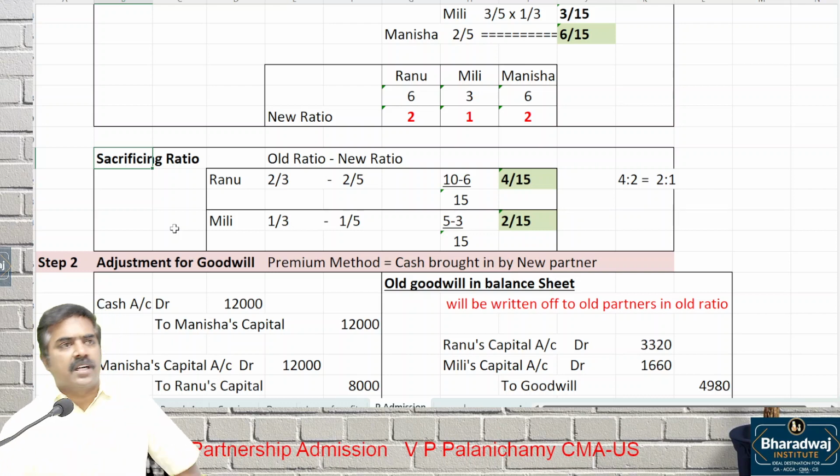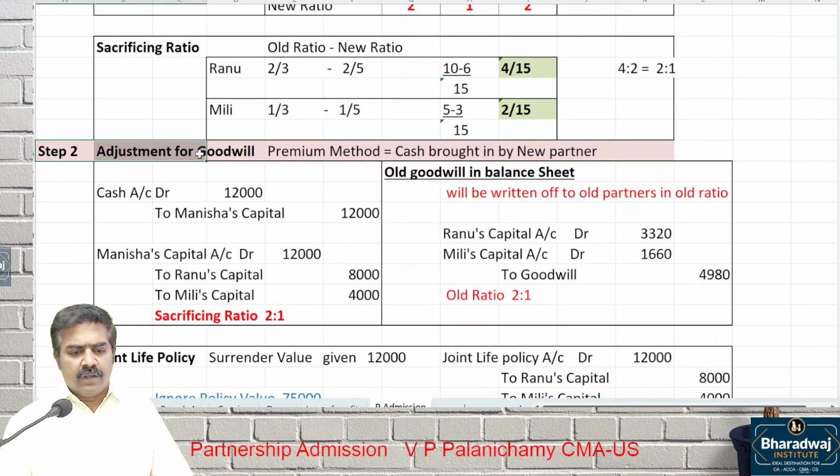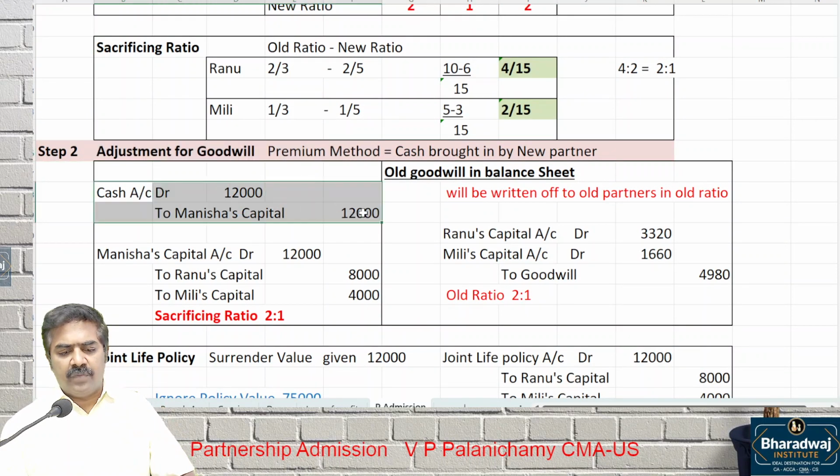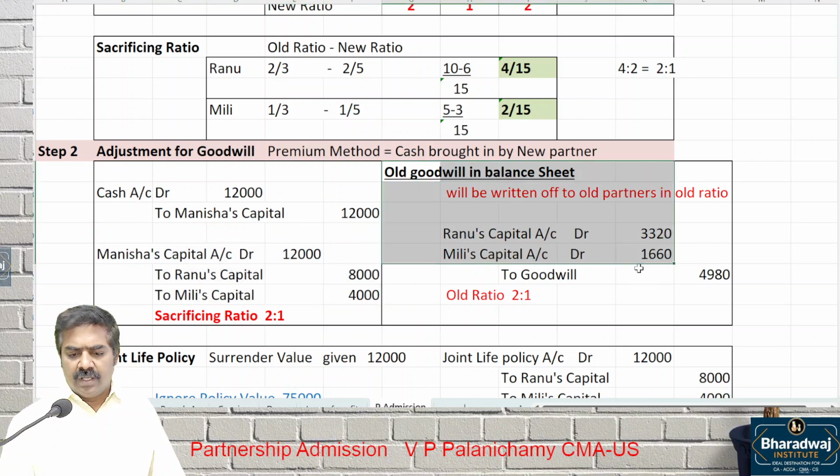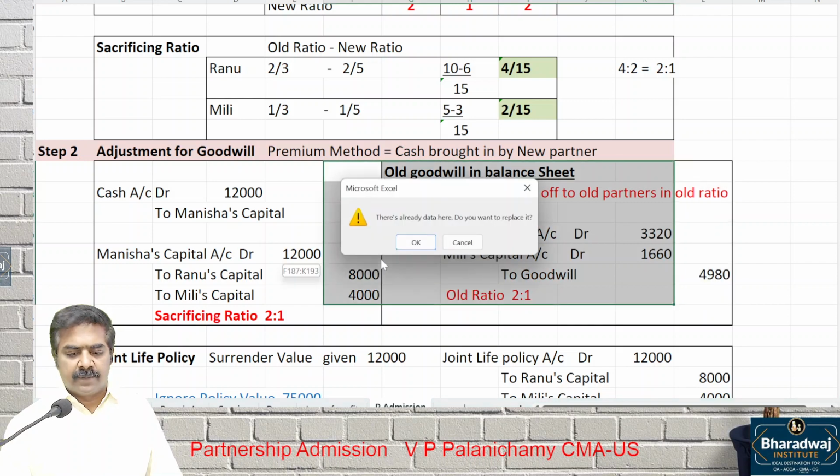When goodwill is adjusted by which method? Premium method. We follow which ratio? Sacrificing ratio. We adjust for goodwill. If cash is brought in, we follow premium method. Cash account is credited to old partners' capital account in sacrificing ratio. If there is any old goodwill, we write it off.